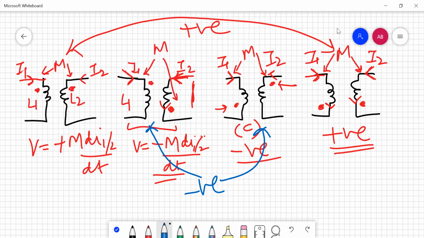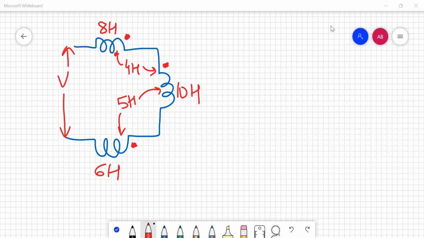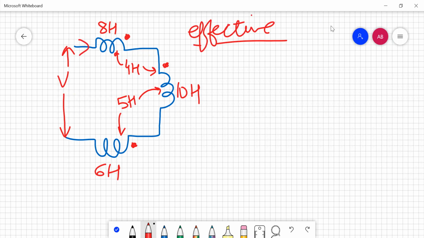So let's do a numerical based on this. Here we have to calculate the effective inductance of this circuit. Let's say the current flowing here is I. We are going to consider a single inductor at a time along with the mutual inductance coefficient. And mind it, here there is a mutual inductance coefficient between coils 1 and 2 and coils 2 and 3 only. There is no mutual inductance between coil 1 and coil 3, so you shouldn't get confused, there is no missing value here. So let's write down the values.